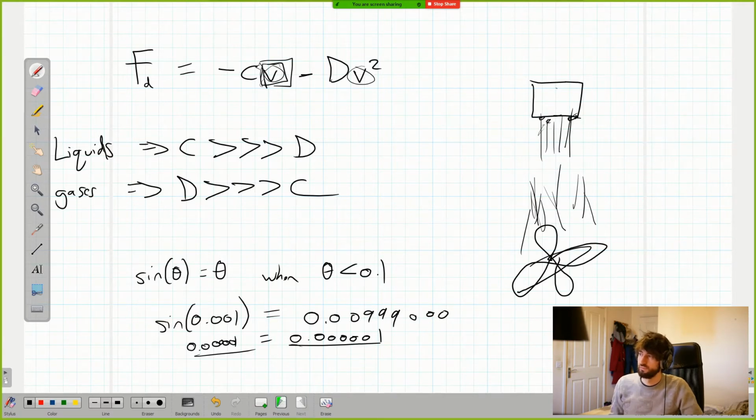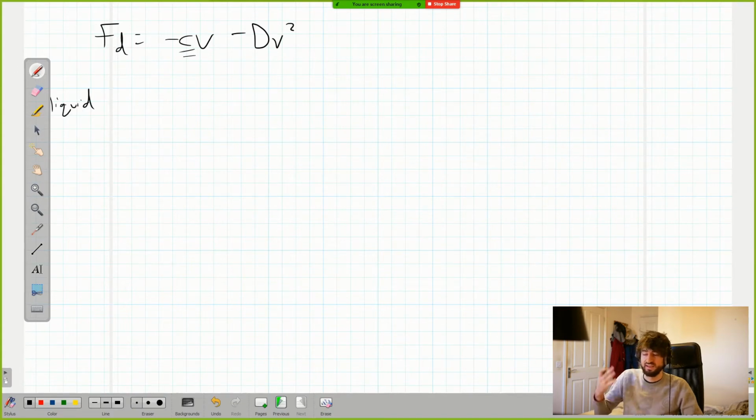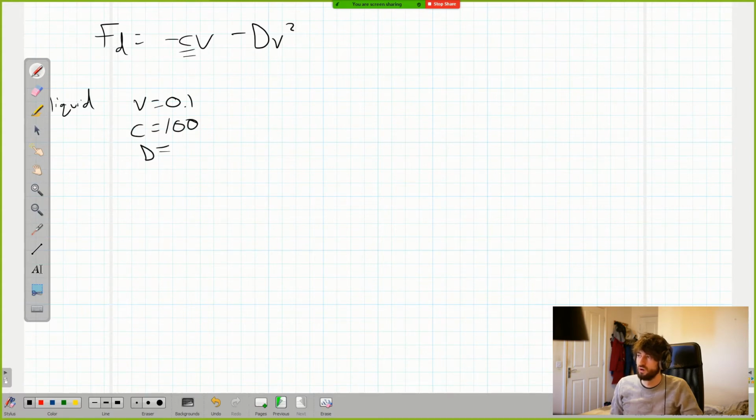So when we look at this formula and we say that for liquids, C is much greater than D, then let's imagine for a second, let's look at this force again. Right? This C, let's say for a liquid, typically things are moving slowly through liquids, right? We're not often moving fast in a liquid. Most of the time, you're just wading through. So V is going to be small most of the time. So let's say our V is 0.1, and let's say C is 100 and D is 1.